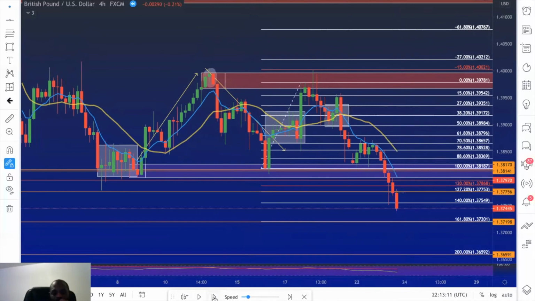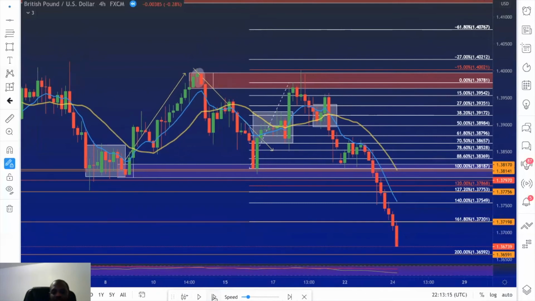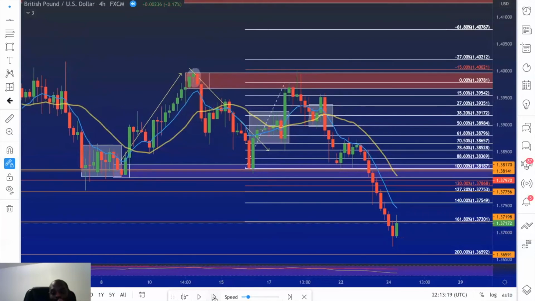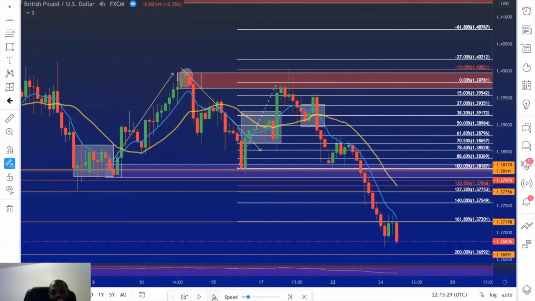All right, so it blew past the 127. Yeah, so it didn't respect it, so it's going to reverse at the 200. I could be wrong, but let's see. Okay. So it looks like it went ahead and reversed at what you call the 161, even though it went past a little bit. Yeah, let's see if it respected.